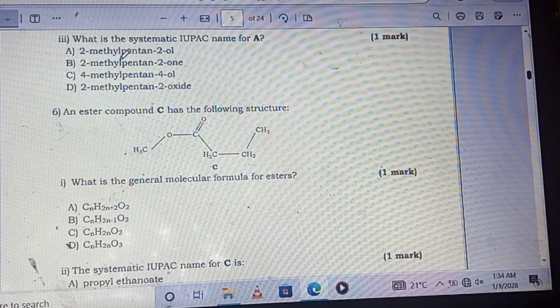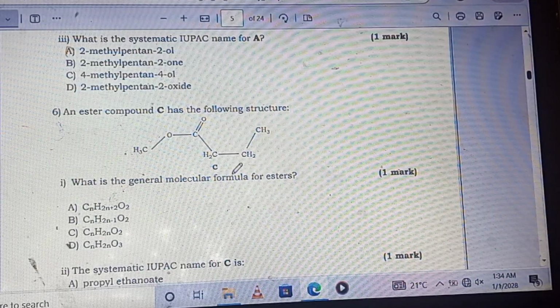III. What is the systematic IUPAC name for A? The correct answer is letter A, 2-methylpentan-2-ol.